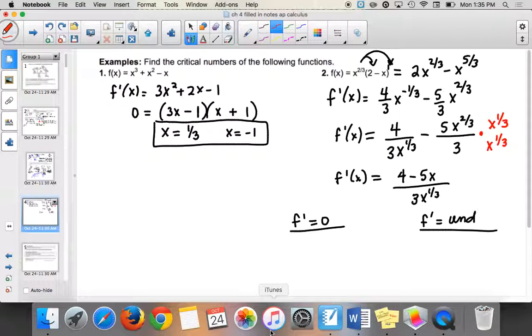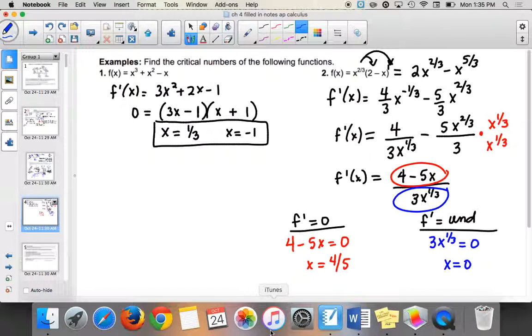So for f prime equals 0, I'm setting my numerator equal to 0. And so I get x equals 4/5. But for f prime is undefined, I set my denominator equal to 0. So I get x equals 0. Both of those are critical values.